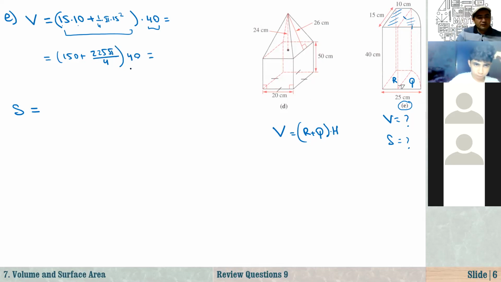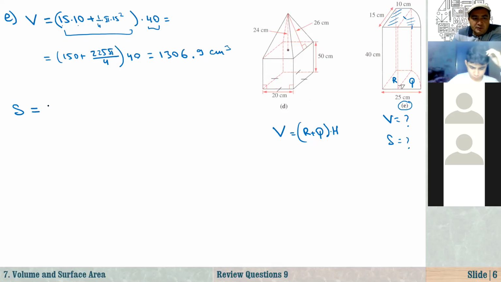Now, if you calculate this with a calculator, we have 40 multiplied by the bracket 150 plus the fraction 225 pi over 4, close the bracket. What do we get here? 1306.85, so 1306.9 cm cubed.